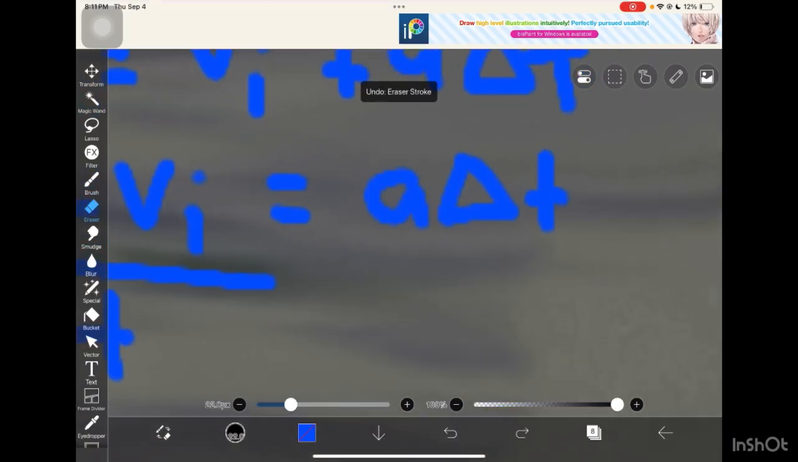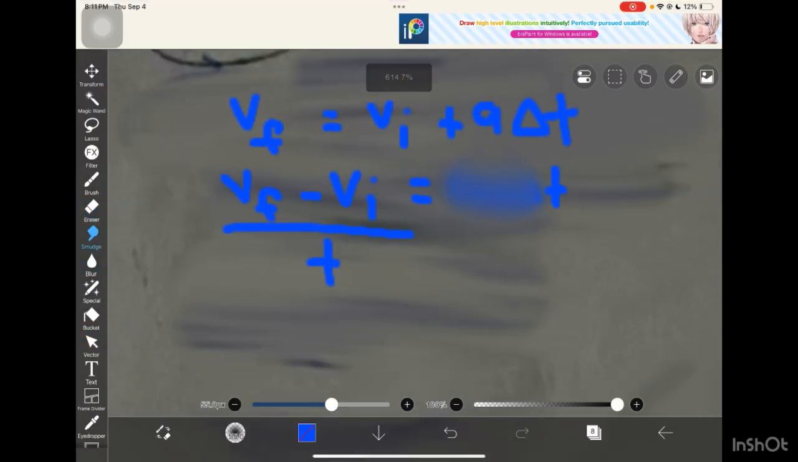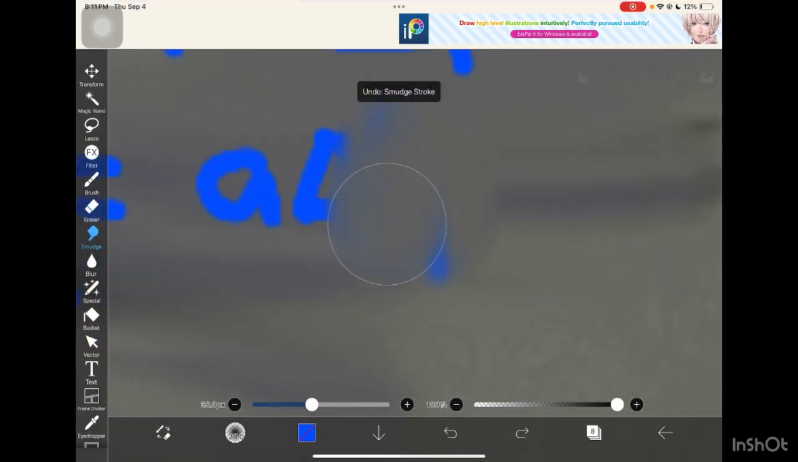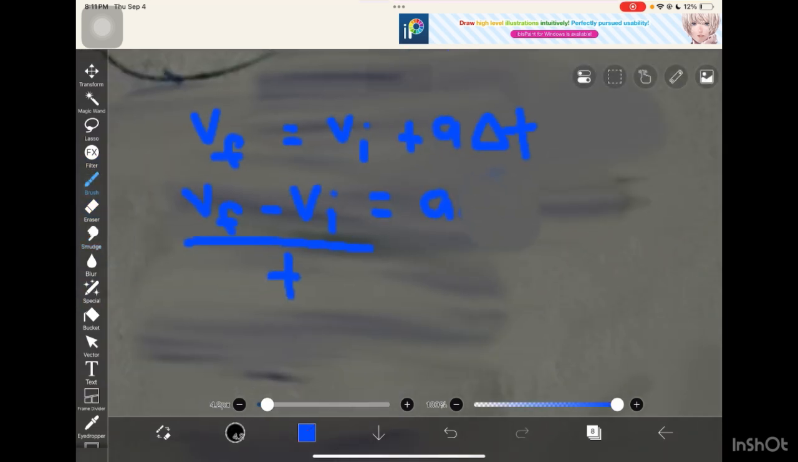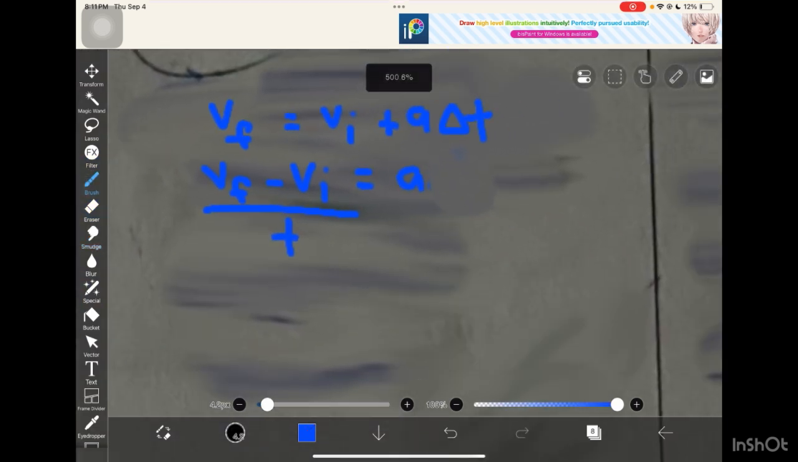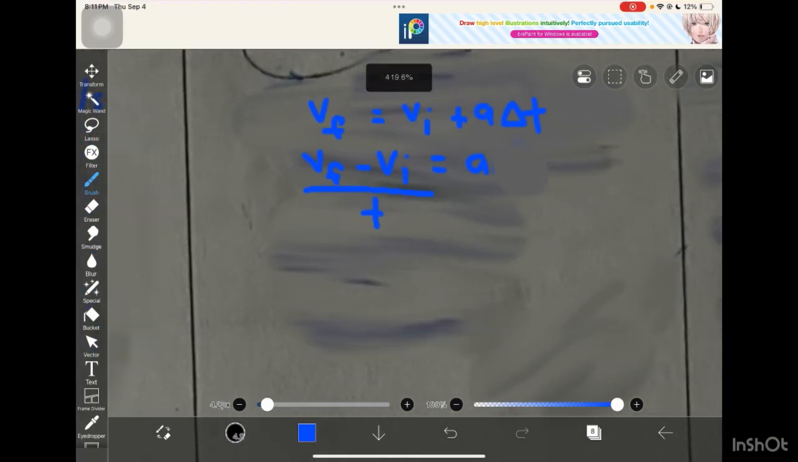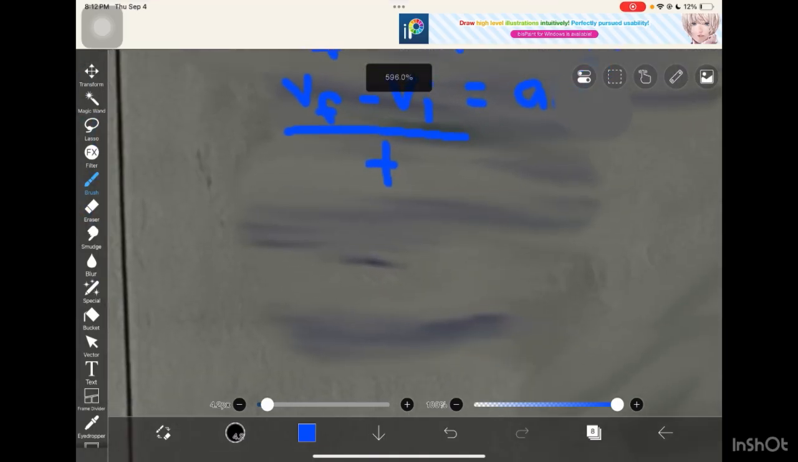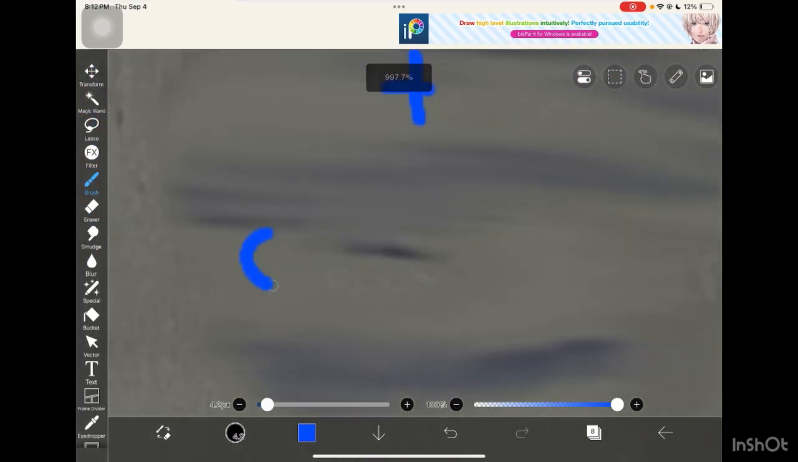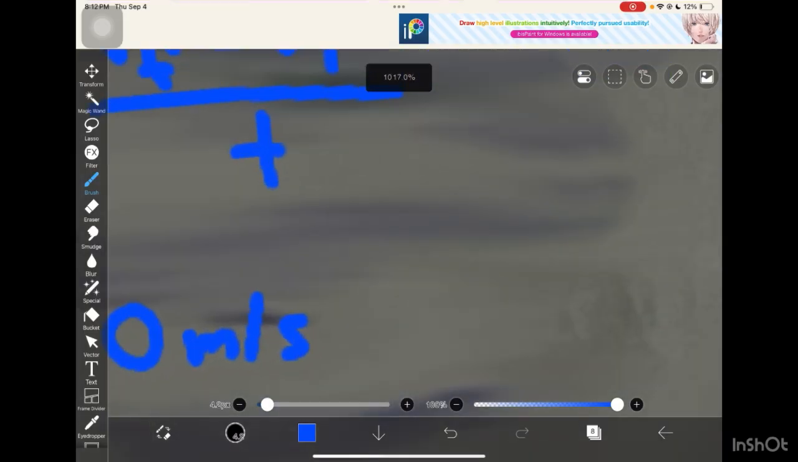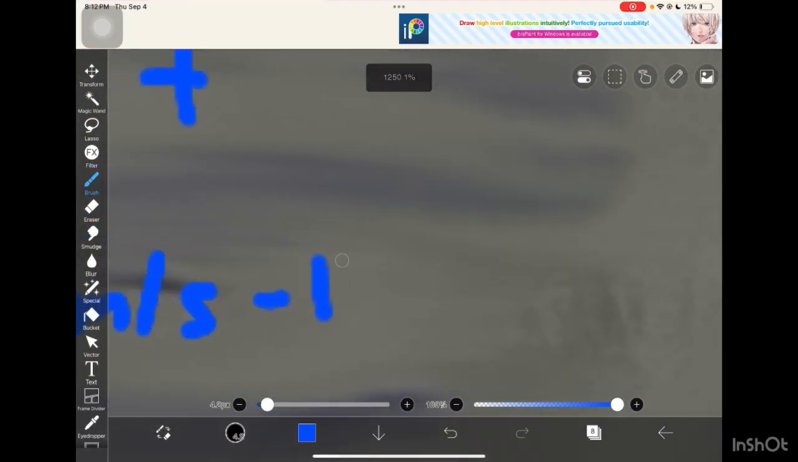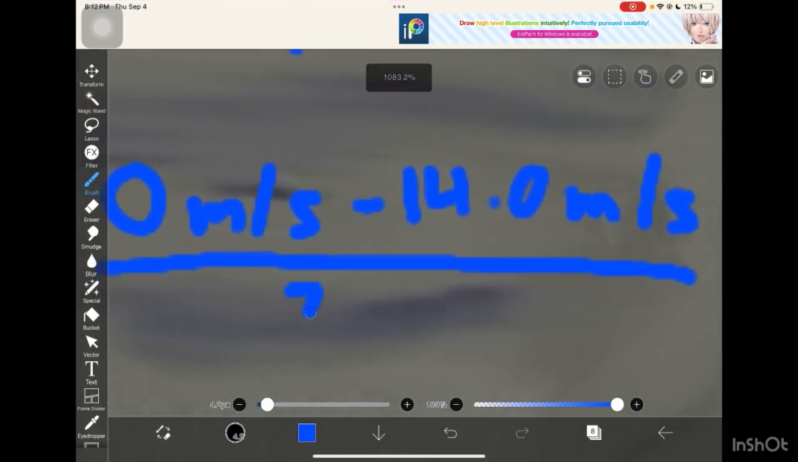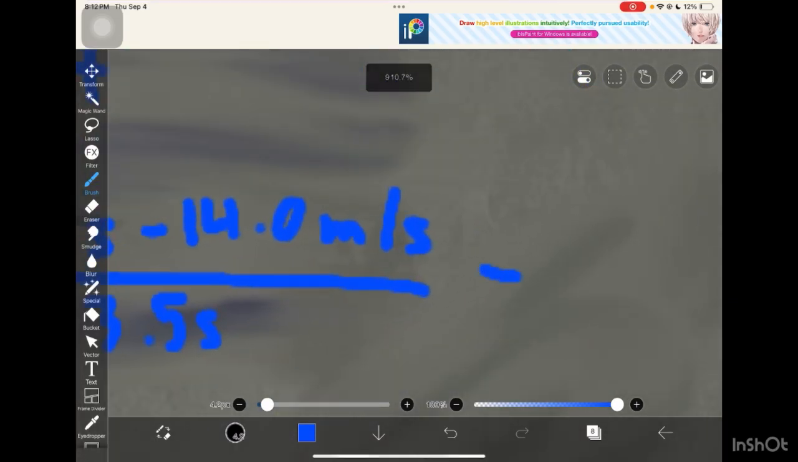So how do I erase that? Yeah, just smudge it. So we have this equation, and now since we have all the givens, we can use this formula. So v sub f is 0 meters per second minus 14.0 meters per second, all over 3.5 seconds is equal to a.